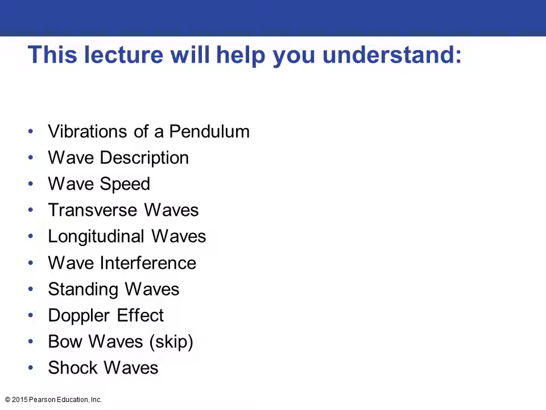The chapter 19 you're reading in this lecture will cover vibrations of a pendulum, a description of what a wave is, and how we determine wave speed, some different types of waves such as transverse waves, longitudinal waves, standing waves, shock waves, and we'll also go over wave interference. We will be skipping the section on bow waves, so if you want to skip that in your reading, you can skip that section there.